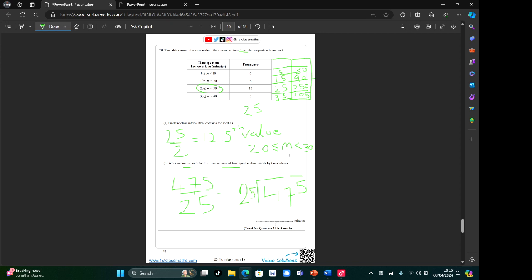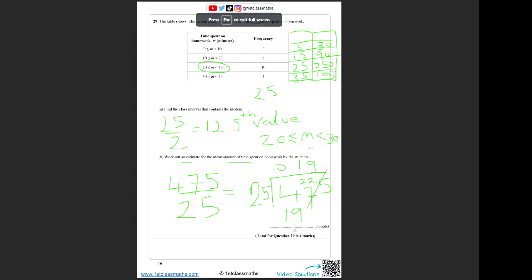25 into 4 goes 0. 25 into 47 goes once, with a remainder of what? Is that going to be 22? Yep, 22. And then 25 into 225, that's going to be 9, isn't it? Because 25 times 10 is 250, so it's 25 less, so it'll be 9. Okay, bang, there we go. So the mean is 19.